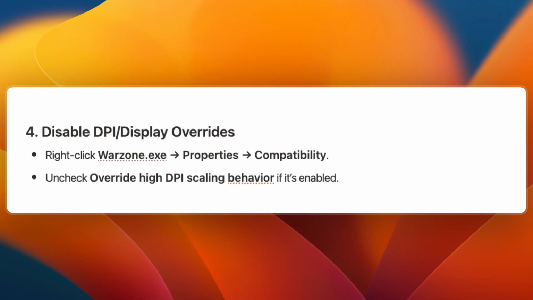Finally, disable DPI or display overrides. So right-click warzone.exe, go to Properties and then Compatibility. Then uncheck Override High DPI Scaling Behavior if it's enabled. So now you know how to fix black bars on stretched resolution in Warzone.